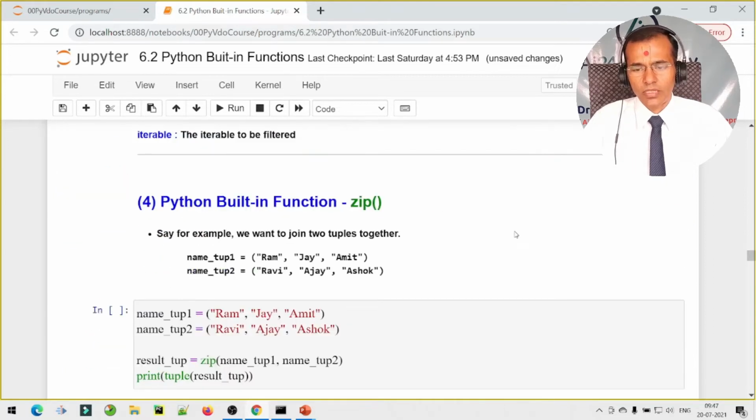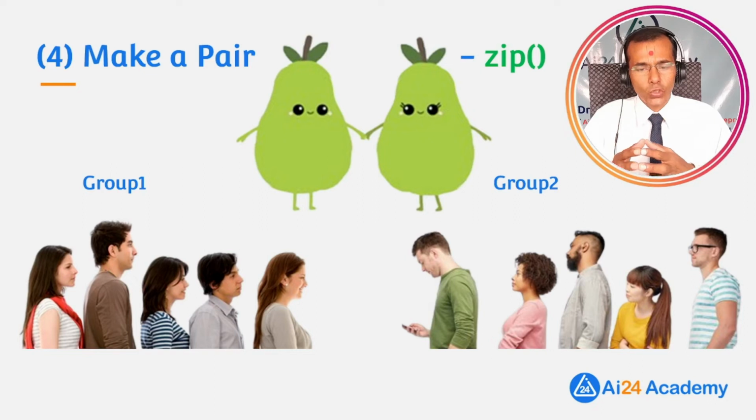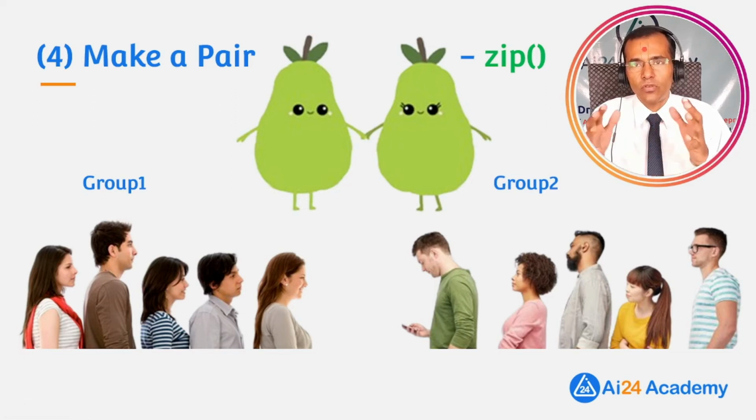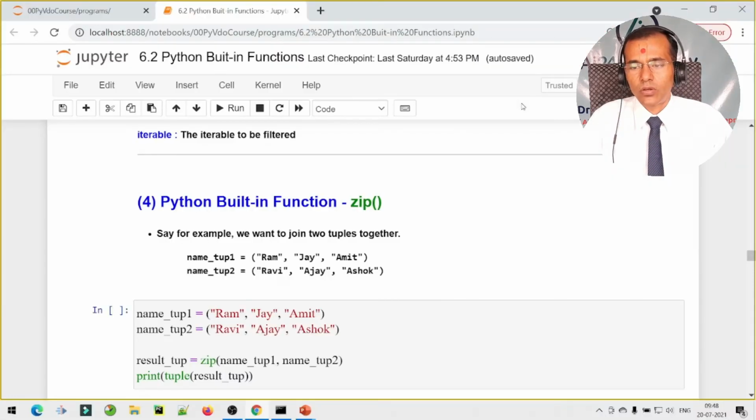Now let us look at the Python built-in function zip. In this image we are given two groups of people, group 1 and group 2, and we want to make pairs of persons from group 1 and group 2. So what we do, we take the first person from group 1 and the first person from group 2, then we take the second person from group 1 and the second person from group 2. This way we go on taking a person from each of the groups and we make pairs. In the same way, if we have multiple iterables, 2 or more, we can make pairs of data values from them. Now let us look at the syntax and practical example of the zip function.